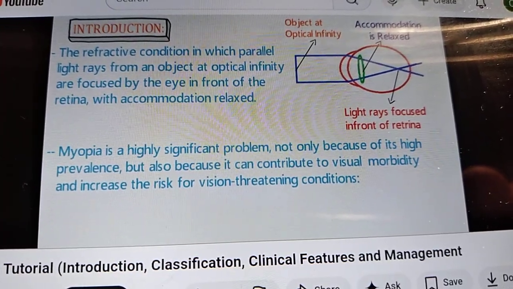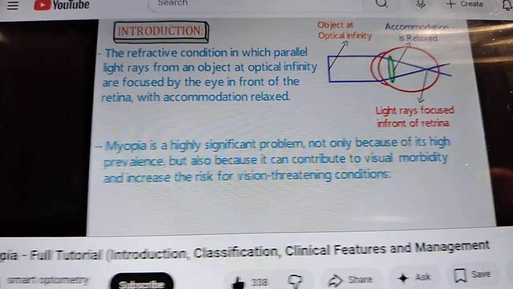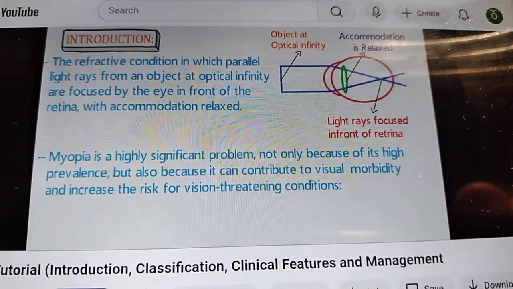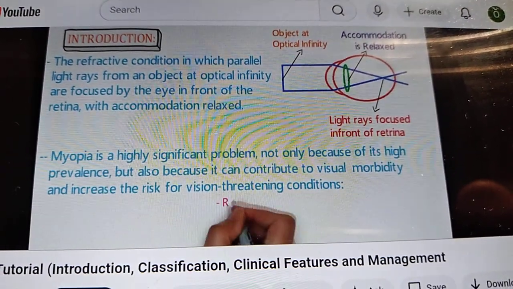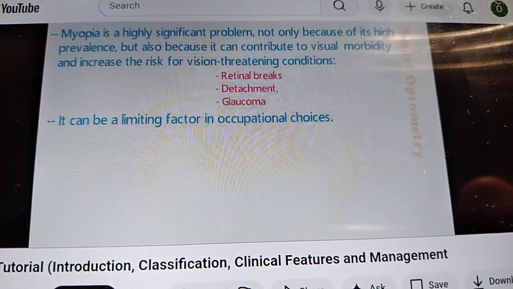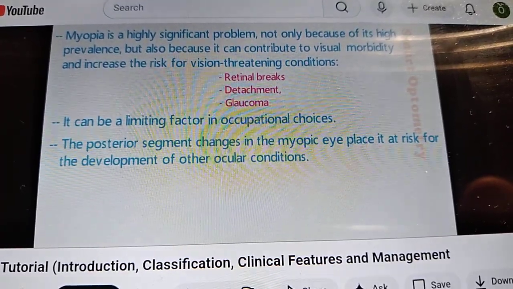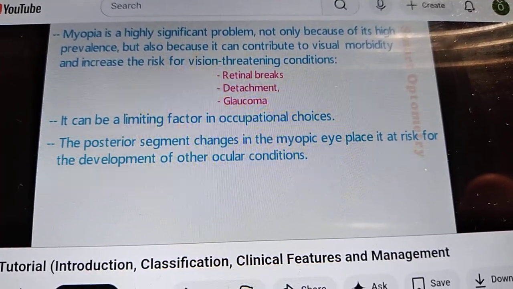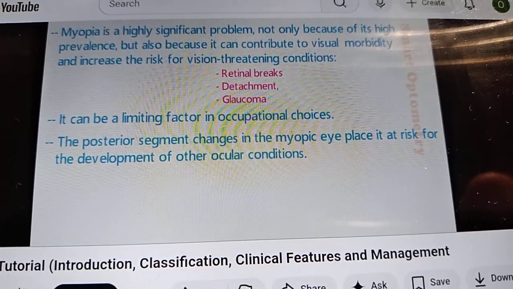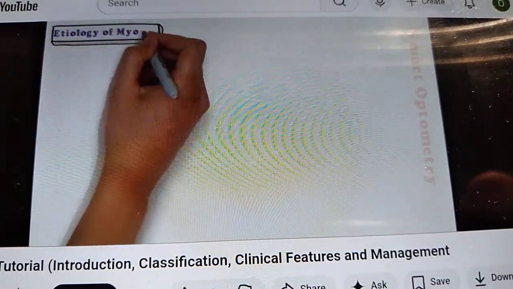Myopia is a highly significant problem not only because of its high prevalence but also because it can contribute to visual morbidity and increase the risk for vision-threatening conditions like retinal breaks, detachment, and glaucoma. It can be a limiting factor in occupational choices. The posterior segment changes in myopic eye place it at risk for development of other ocular conditions. Now let's study about etiology of myopia.